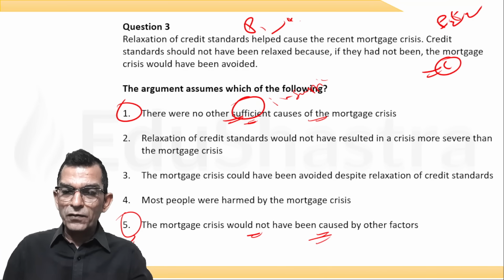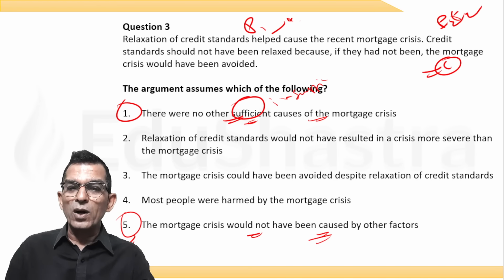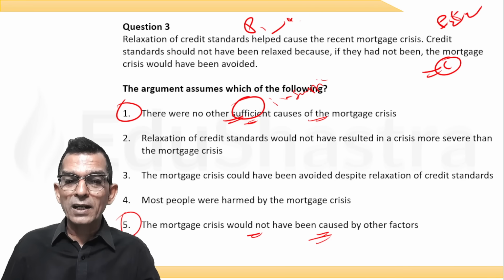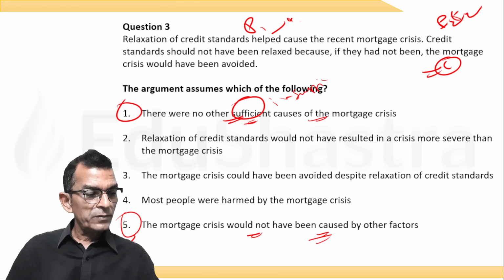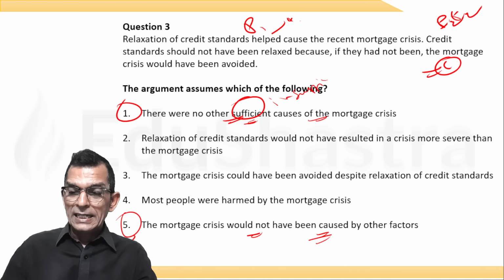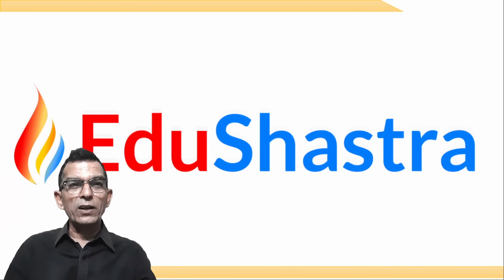Now that is the opposite of what the passage says. Khushbu, third is the opposite of what the claim is. Okay, let's try. So that brings us to the end of the class.